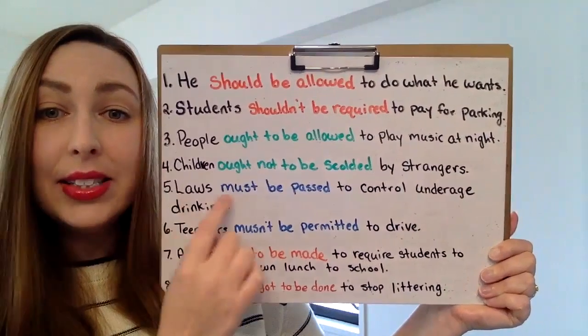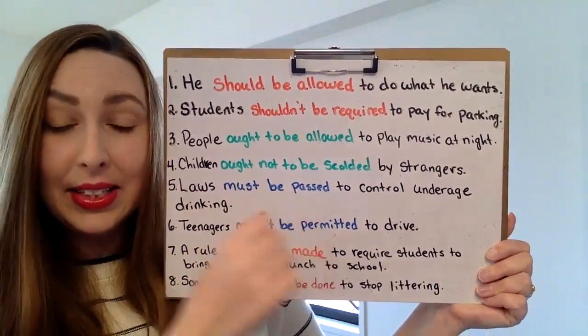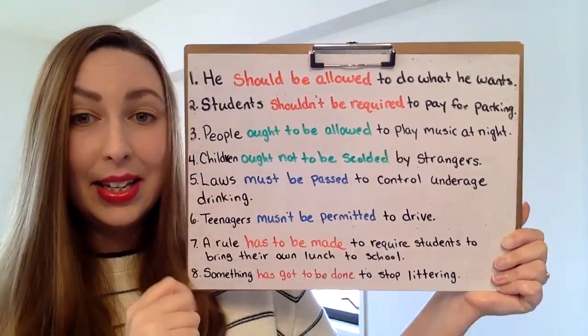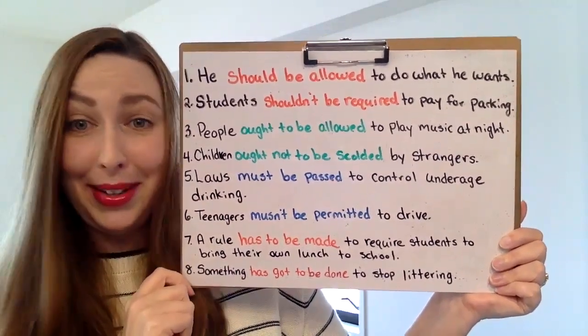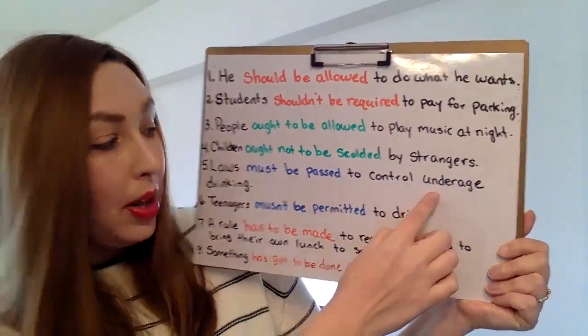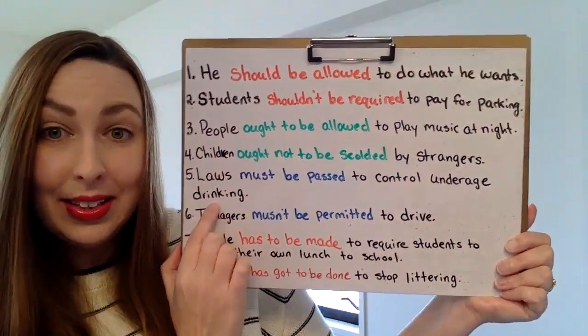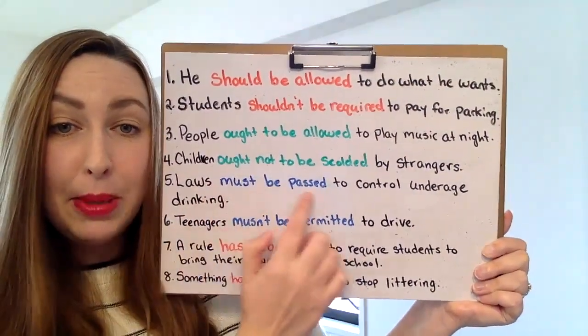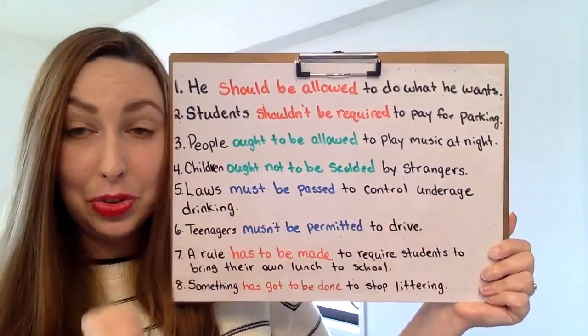Laws must be passed. So this is a very strong opinion. Laws must be passed to control underage drinking.